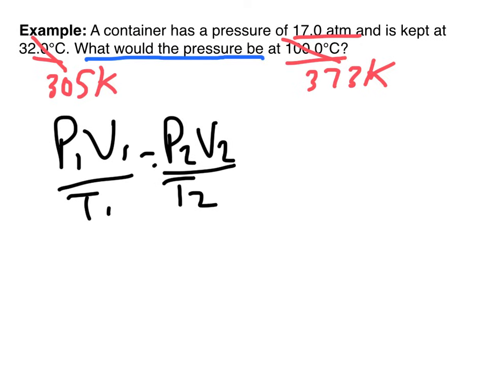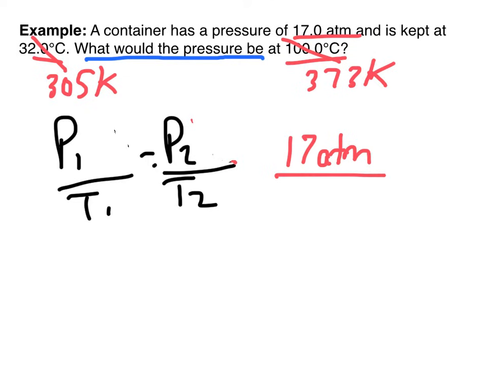Now, what am I missing here? Well, volume isn't mentioned at all. And since volume isn't mentioned, it's almost as if this is gone. And if that is gone, then all I have here is Gay-Lussac's law. We're assuming that our volume is constant. Now I can plug everything that I need in. What's my first pressure? 17 atmospheres. What's my first temperature? 305 K. What's my new pressure? I don't know. What's my new temperature? 373 K.